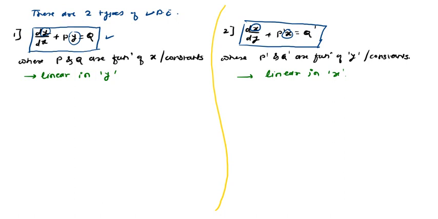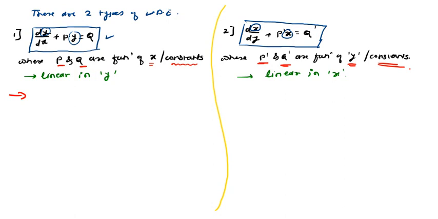Okay, so firstly, in the first case, if it is linear in y, then we can find its solution. Before finding the solution, you need to observe what are this p and q and what are this p dash and q dash. So what are p and q? P and q are functions of x alone, or they will be constants. And in this case, p dash and q dash are functions of y alone, or they will be constants.